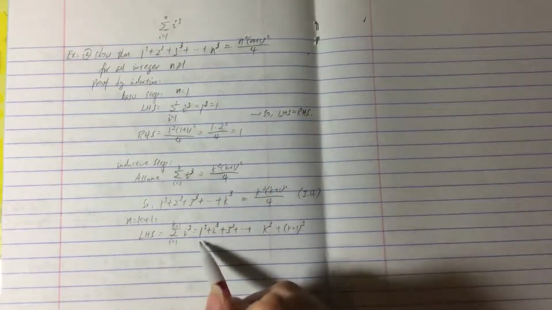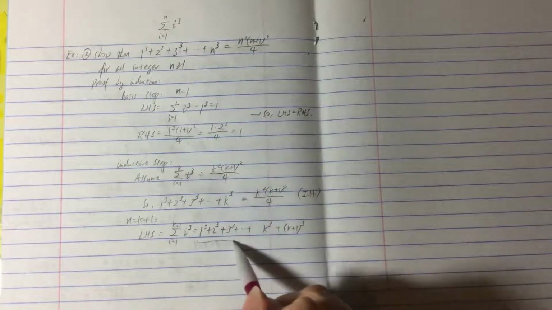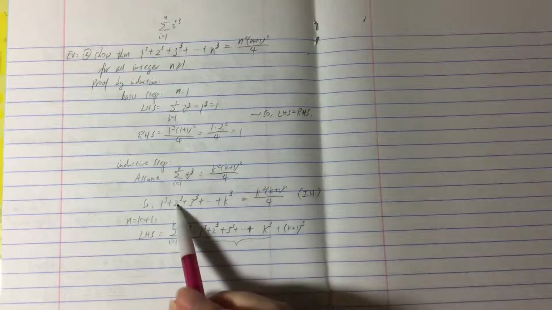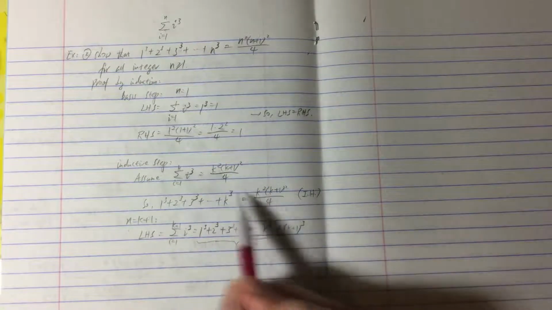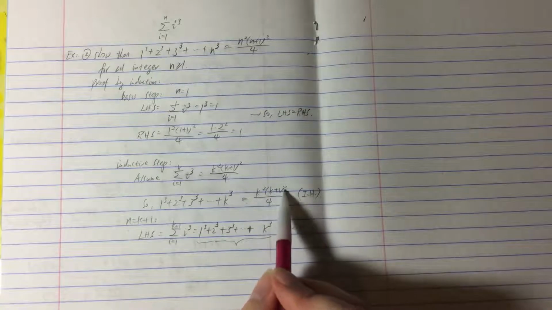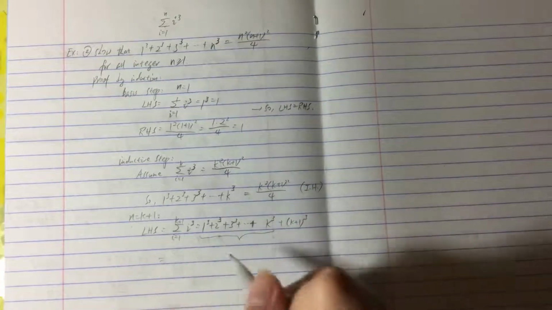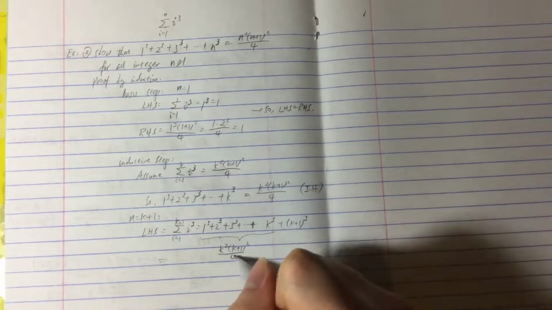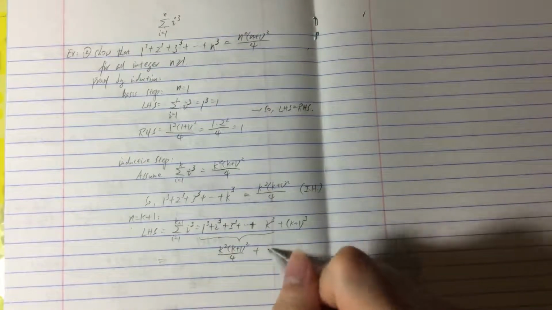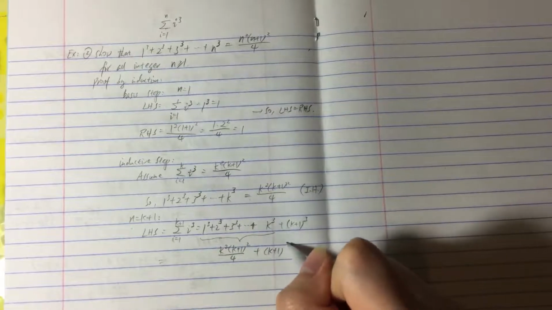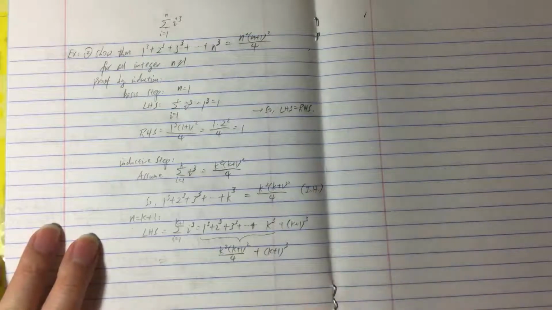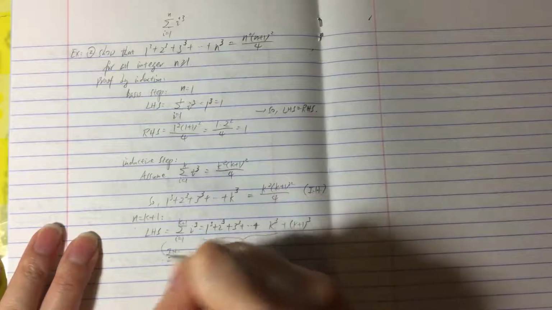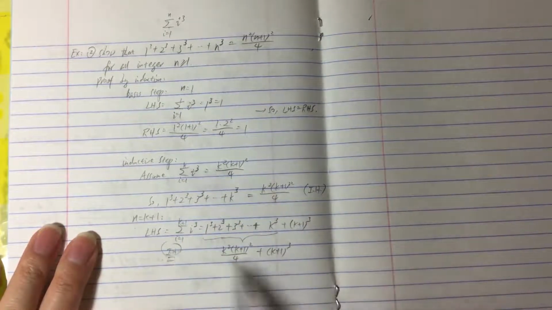Then, by induction hypothesis, 1 cube plus 2 cube plus 3 cube plus ... plus k cube is equal to k squared times k plus 1 squared over 4. The last term stays the same, k plus 1 cube. This step is because of the induction hypothesis. Here we use the induction hypothesis, I get this.